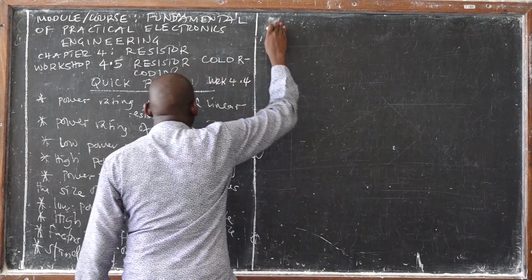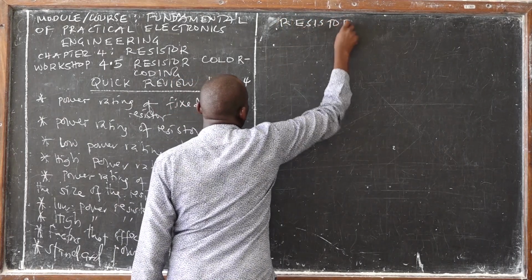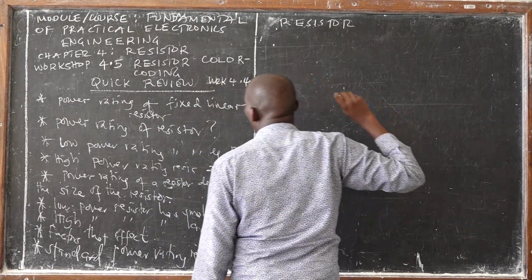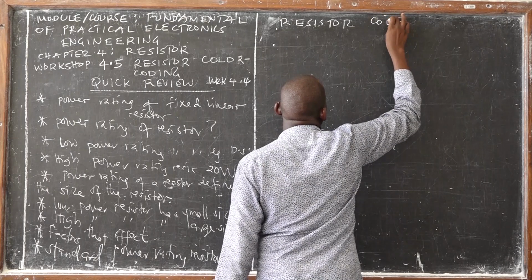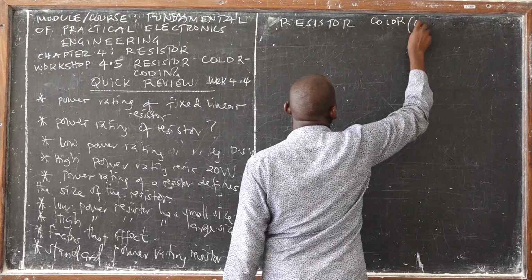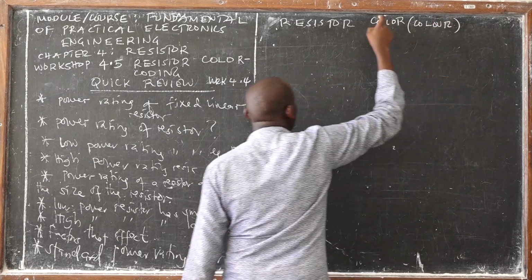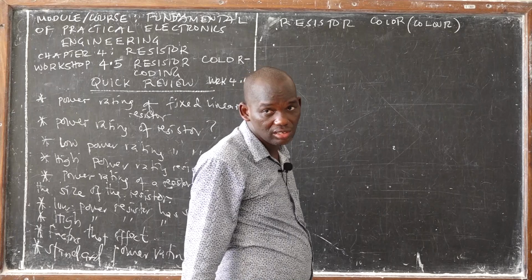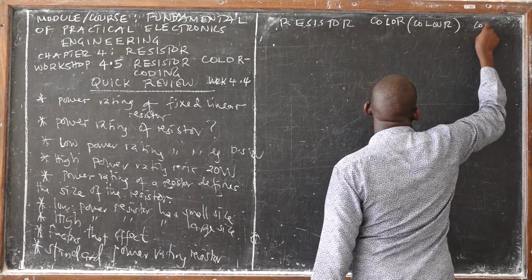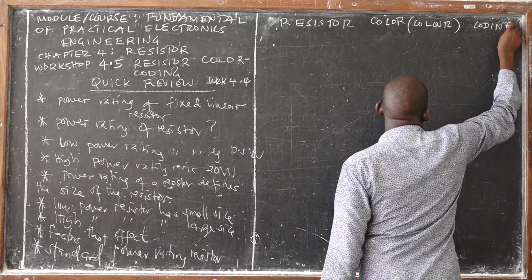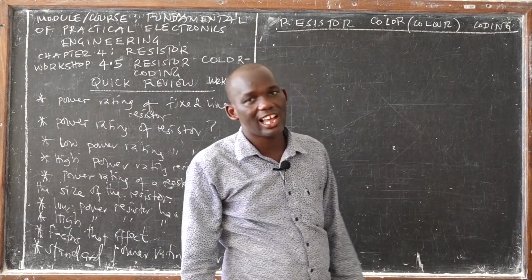So let us go into today's concept. Students, say resistor. All the online and offline students, say resistor. You can write color in this way, or you can write color in this way. This color is British English, this is American English, right? Should not be confused. Resistor color coding. Say resistor color coding.